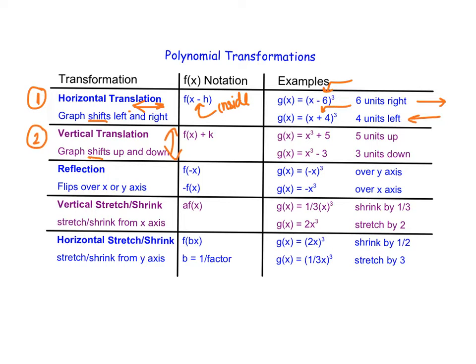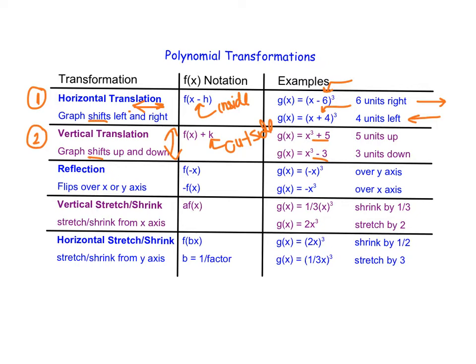Then our vertical translations are our k value being added on the outside. So remember we talked about outside and inside. Outside here is going to move that graph up and down, and this works just as expected. If we add a 5 on the outside, it's just going to take the parent graph and shift it up 5. If we subtract 3 on the outside, it's just going to take that parent graph and shift it down 3. So those are the first two you need to know, horizontal and vertical translations, just moving the graph around.